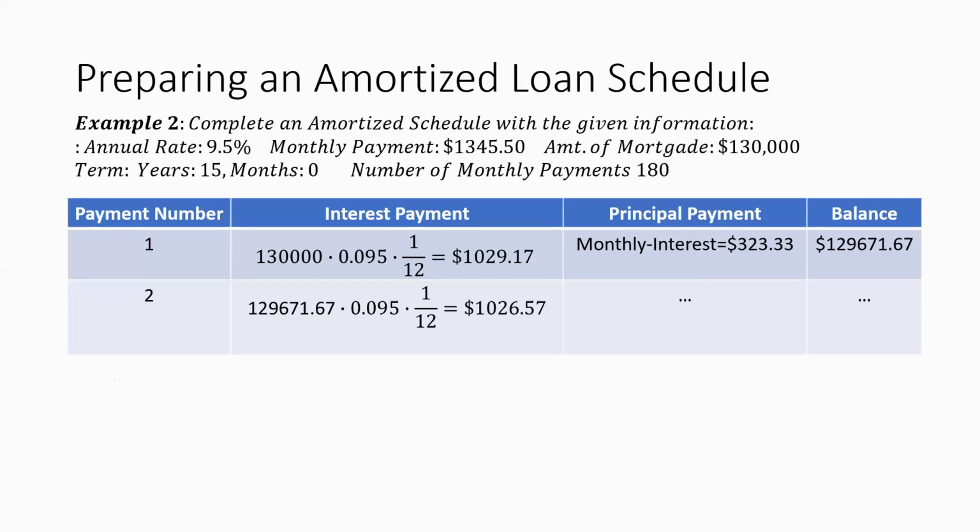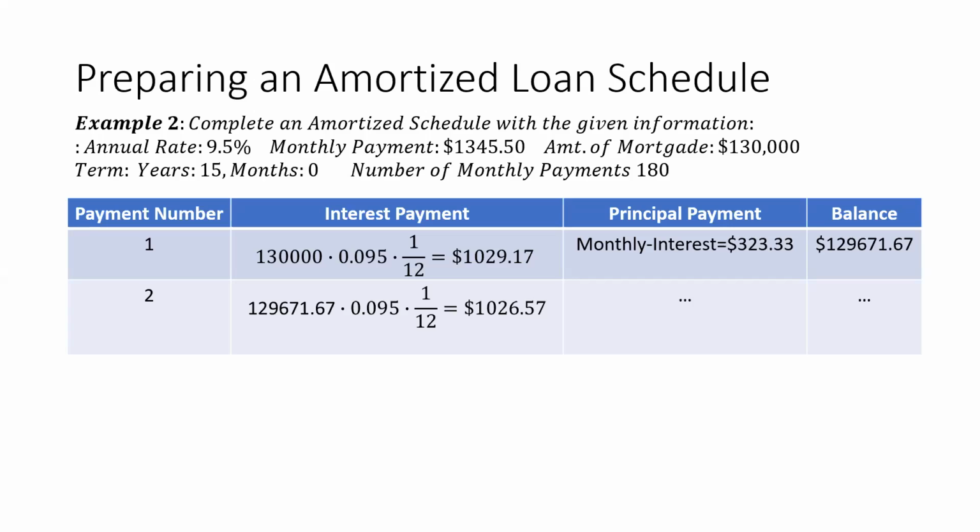Now if we move to the second row, we're going to use our new balance to figure out our interest payment. Instead of going back to my original mortgage, I do my new balance times my rate times my time, and I get my new interest. The principal and the balance are found in a very similar way. We take our monthly payment, which isn't going to change throughout this whole thing, subtract our interest payment, and then subtract that from our total balance to get our new balance.